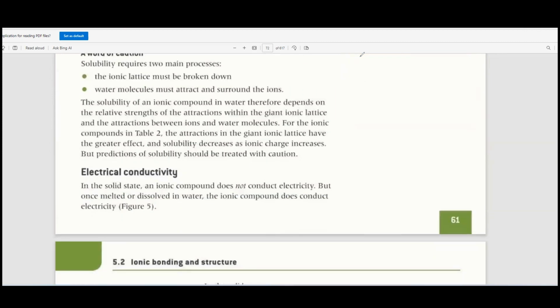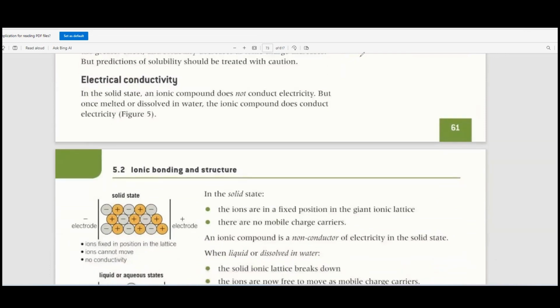Electrical conductivity. In the solid state, an ionic compound does not conduct electricity, but once melted or dissolved in water, the ionic compound does conduct electricity. So they do not conduct electricity as they are. So what happens in the water? They are broken down into ionic form, and when they are in ionic form, how can you get electricity? To get electricity, there should be a flow of negative ions or positive ions, or positive charge or negative charge.